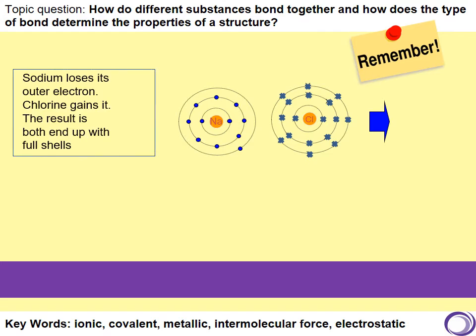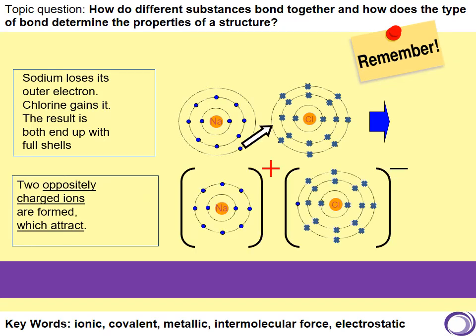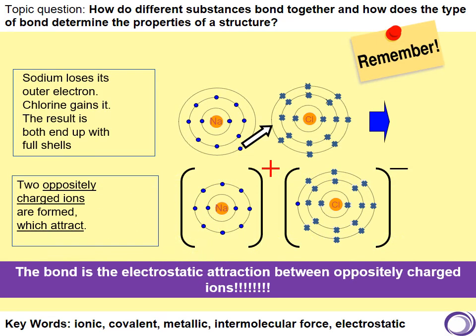So going back to sodium and chlorine, the sodium loses its outer electron and chlorine gains it. The result is that both of the elements end up with full shells and become ions. These ions are oppositely charged, so the 2 oppositely charged ions that are formed attract each other, and the ionic bond is the electrostatic attraction between oppositely charged ions.